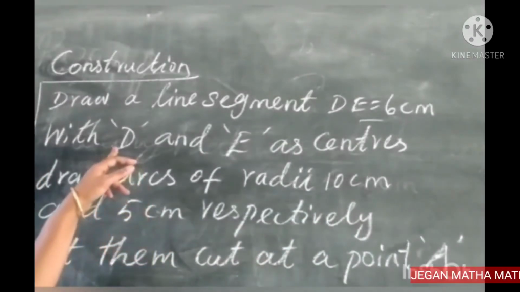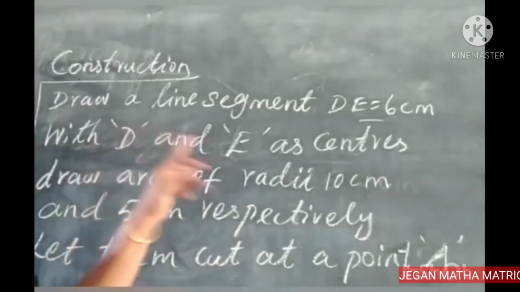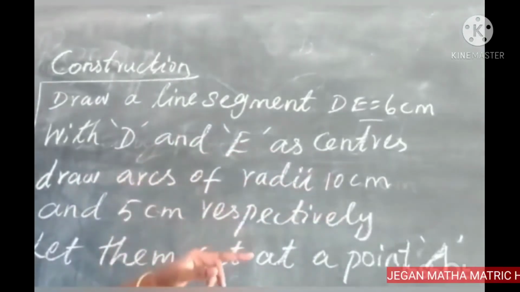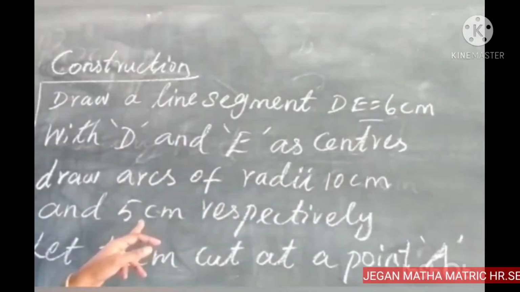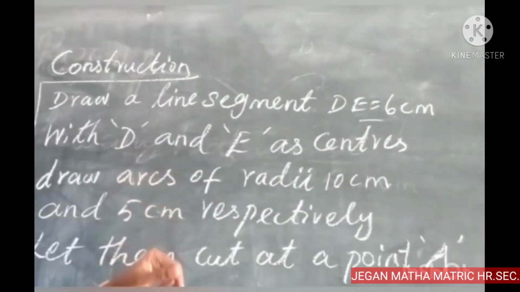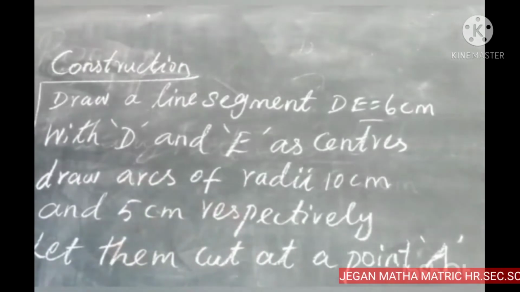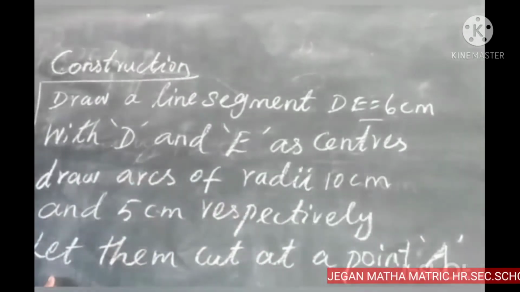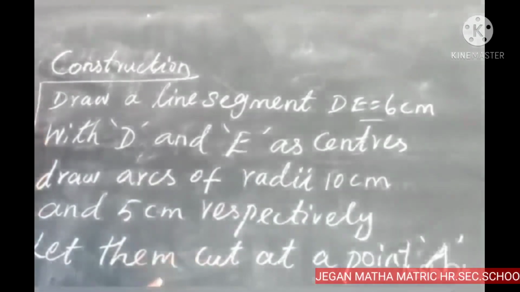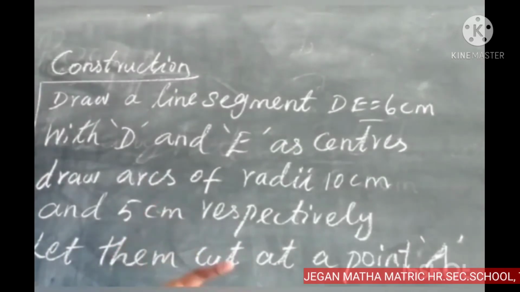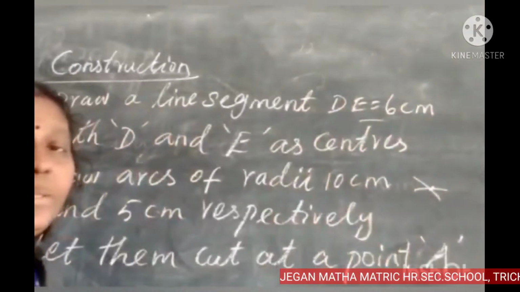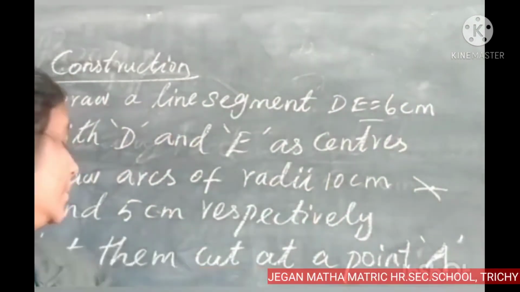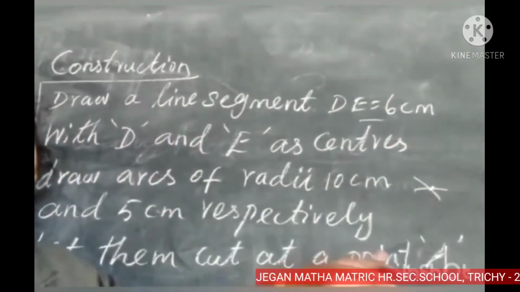That is, point D as center, you have to take the 10 centimeter measurement and put one arc, and then point E as center, you take the 5 centimeter measurement and put another arc respectively. So next point is, let the two arcs cut at one point. The two arcs cut at one point, and you can mark the point as A.